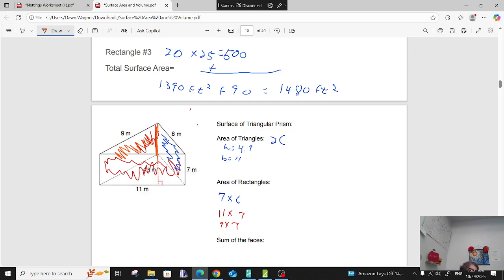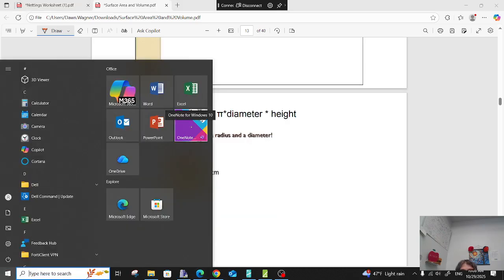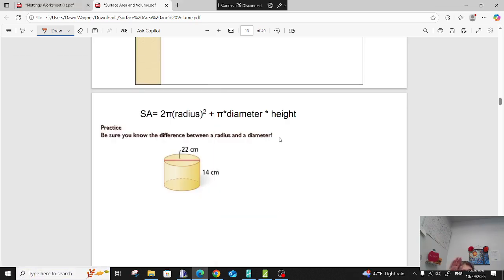Remember, area of a triangle is base times height divided by 2. But you have 2 of them. So it ends up being just base times height. I pause. The reason why I do that is because on different tests, they require you to have it written differently. Does that make sense?